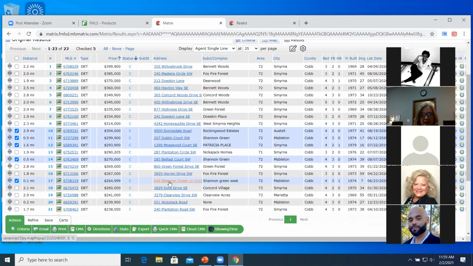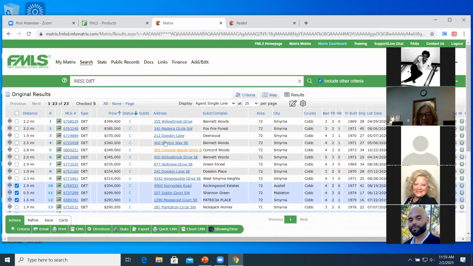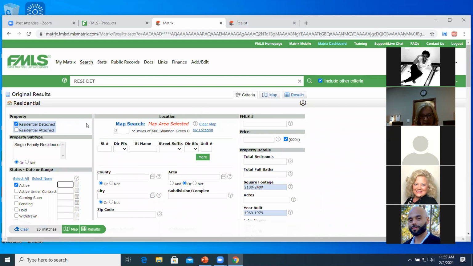Okay. But if you look in here, everything that this thing pulled was closed. There's no actives. And if you go back to our criteria, see, we kept active in there. So I don't know why.